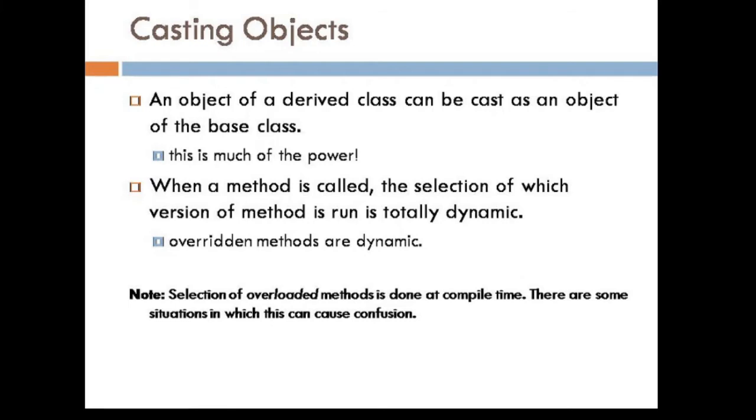Therefore, this is known as runtime polymorphism. If there are, suppose, more than one class derived from the parent class, then the method of the object that is passed as the initializing object to the parent class will be invoked at runtime. When a method is called, the selection of which version of the method is run is totally dynamic. Overridden methods are dynamic. This is the dynamic part of polymorphism.